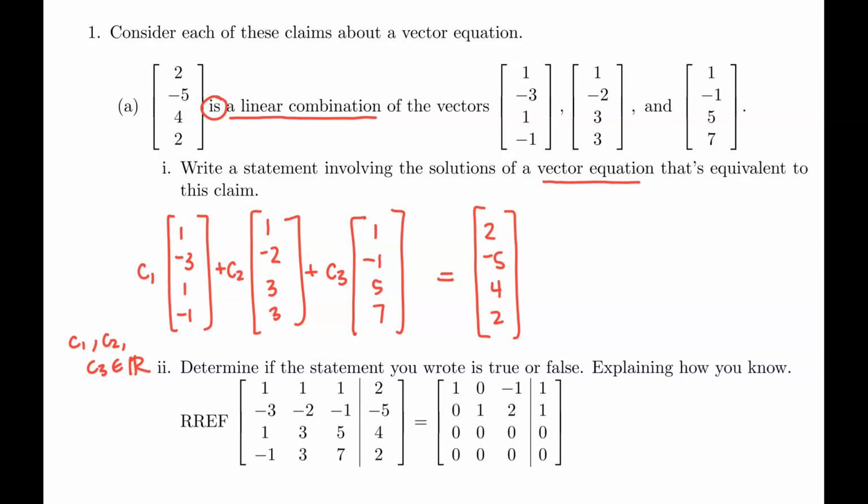Now, we've done this part. We have a vector equation, check. We have not finished up writing a statement about the solutions to this vector equation. If this is a linear combination, there is some way, at least one, that we can write out this linear combination. So we want to write a statement involving solutions. We would write "has at least one."